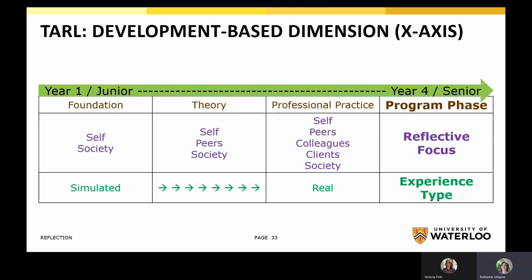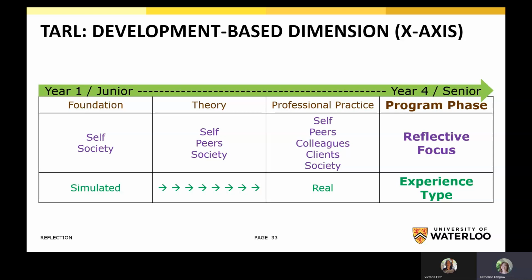Early in the program, again, if we look at the focus of reflection, students are probably very good at being able to reflect on their own understandings and put it in context to what their lived experience is. Later in the program, though, they can start looking at not only their lived experience, but then start looking at peers or colleagues or clients or just society in general, and seeing how all of these interactions take place in more complex environments, and they can start doing deeper reflections.